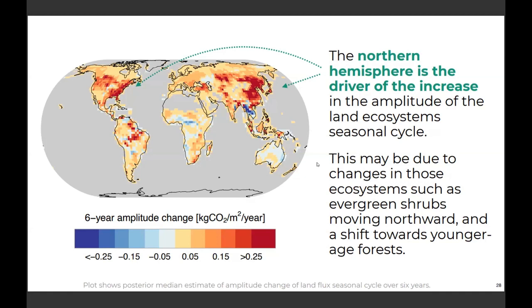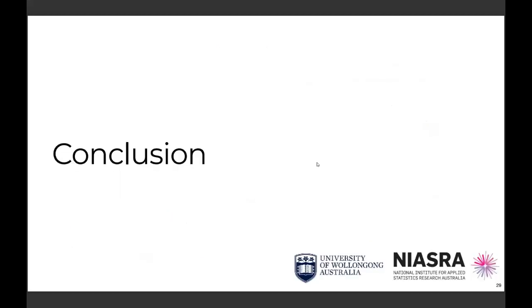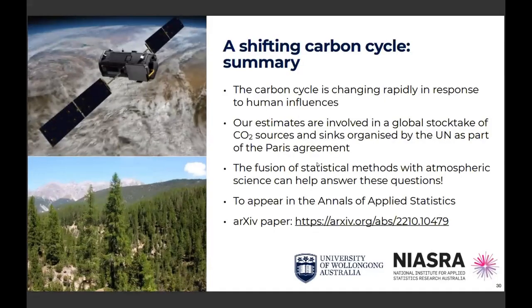And so there were lots of other changes that we looked at. We looked at phase changes in our paper, but in the interest of time, I've left that out too. But we do see ecosystems changing phase. And it's probably time for me to wrap up. So I'll just conclude and say, the carbon cycle is changing rapidly in response to human influences, and we need to quantify that. This is one way.